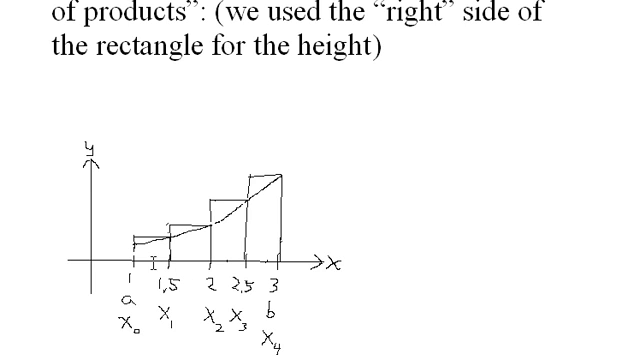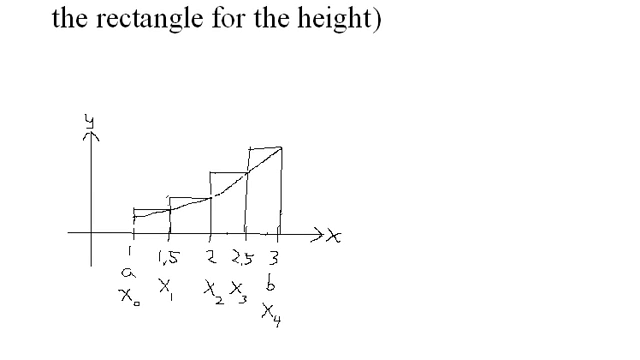We got the base of the rectangles by partitioning the x-axis into 4 parts using that delta x formula, b minus a over n, in this case 3 minus 1 over 4. And we got the heights of the rectangles by plugging into the function of x1, or 1.5 squared, that gave the height of the first rectangle, and 2 squared gave the height of the second, etc. Remember, go back and watch it a little bit.